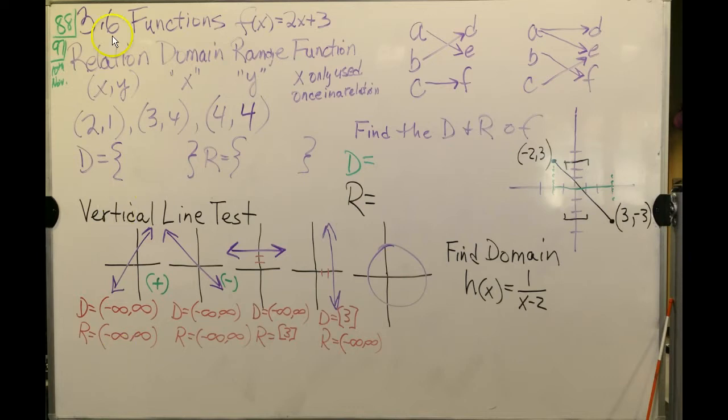Okay, this is a little summary of what we did in class today on section 3.6, functions. We asked some questions about what 88 stands for. Well, this is the number of mastery points you should have as of today, the 3rd of November. 97 is the number you should have by the 10th of November, and that will be our test day on chapter 3. So that's what these were about.